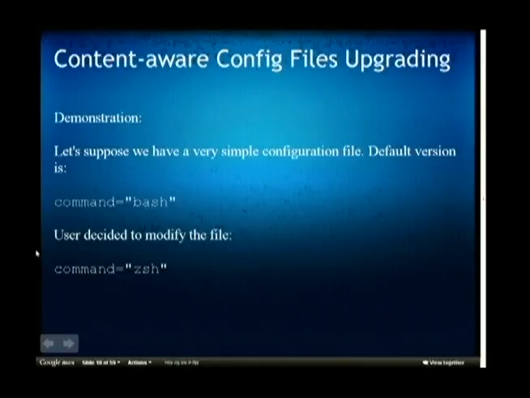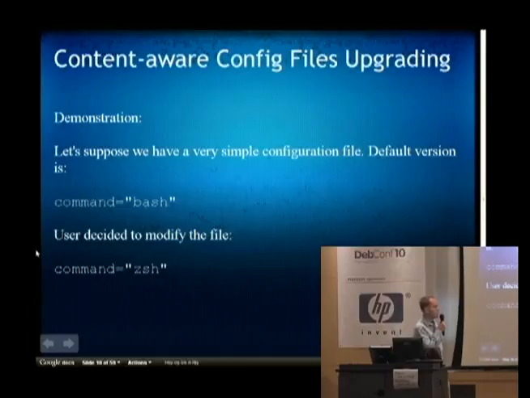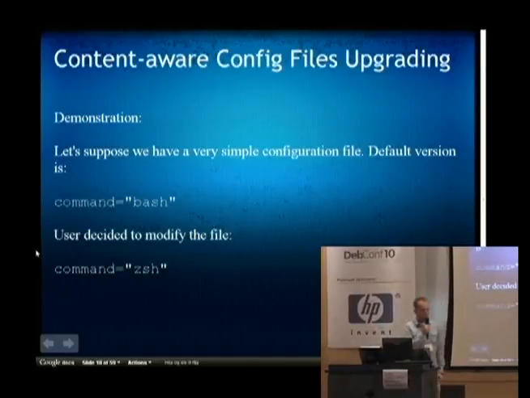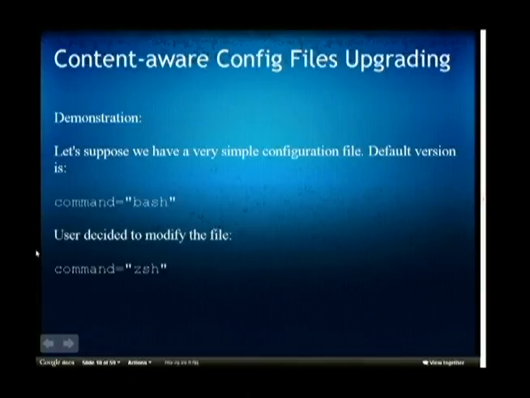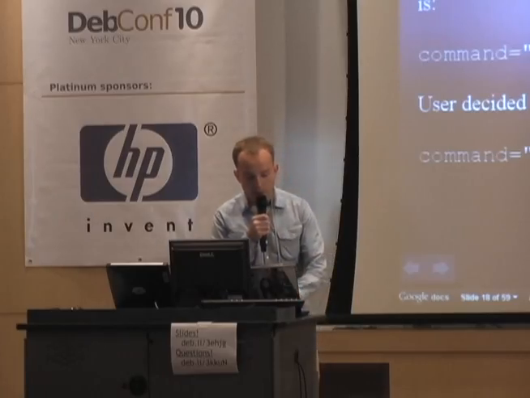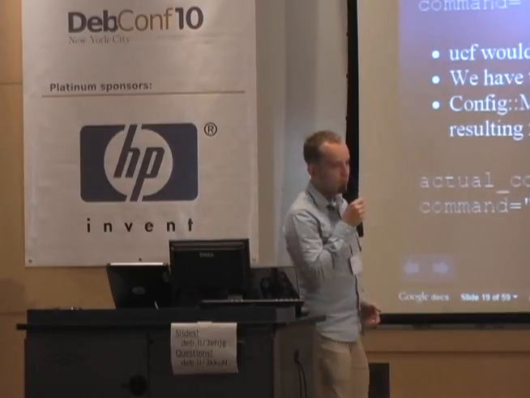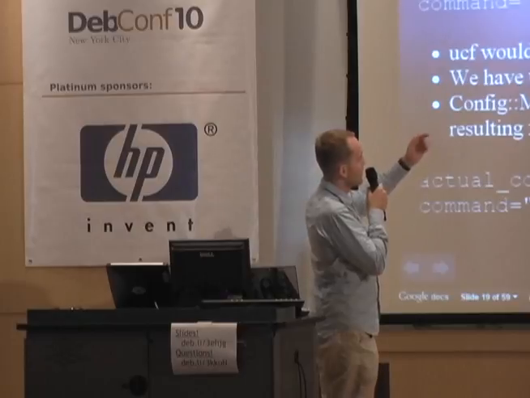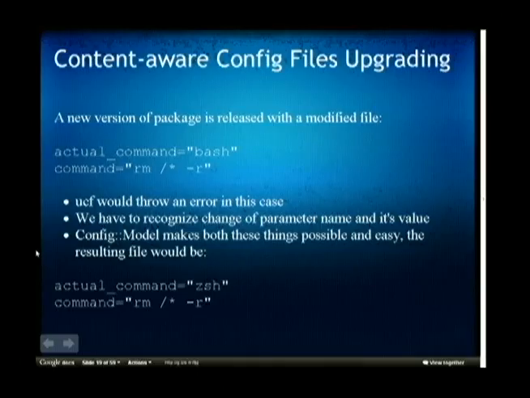Let's suppose you have a very, very simple configuration file that consists of only one parameter. This is a kind of command that is executed in some program. In the default version of the config file, it is bash. The user didn't like bash, so he changed the default shell to ZSH. And for no apparent reason, the author of the package decided to extend his application and to modify the default config file. Now the role of the command parameter is actual command, but the command is still there and is working in a different way, serving a different function.